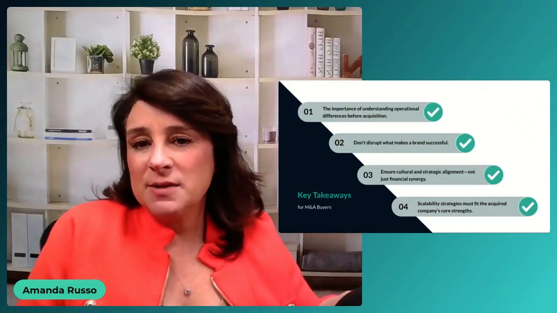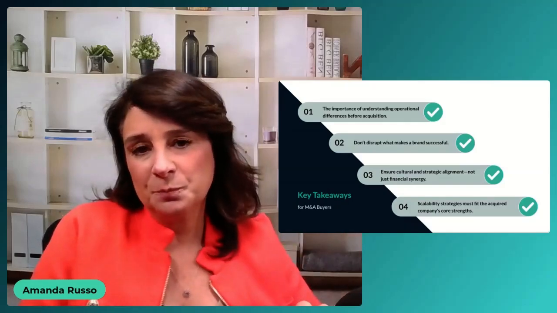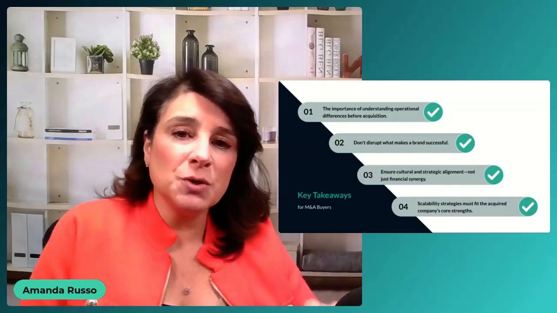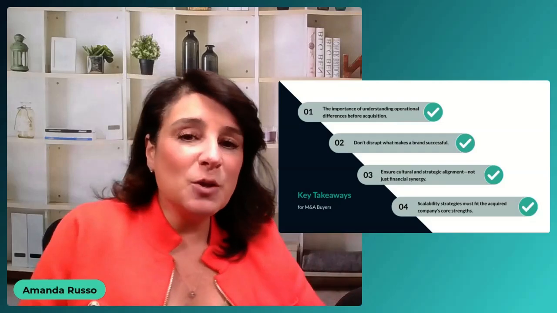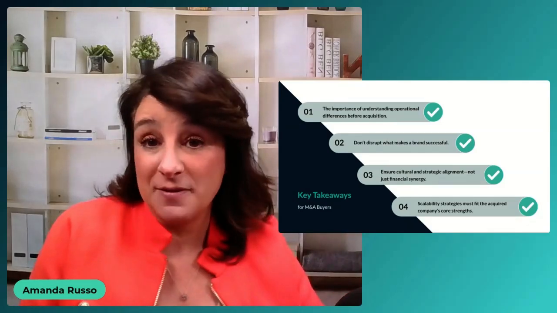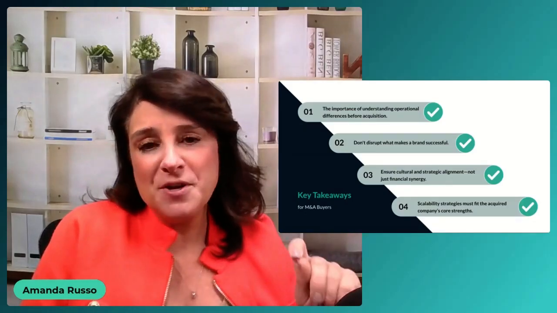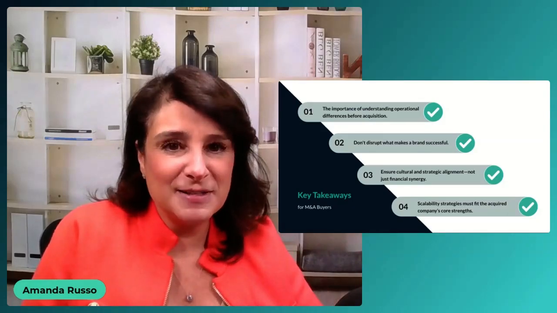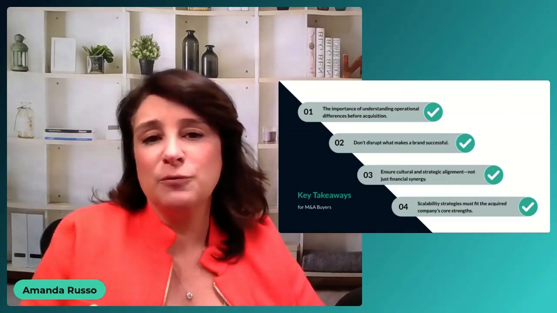So here's some key takeaways. The importance of understanding operational differences before the acquisition. Don't disrupt what makes a brand successful. Ensure cultural and strategic alignment, not just financial synergy. Scalability strategies must fit the acquired company's core goals and core strengths. Here's a good lesson, I think. A great financial deal can still fail if operational alignment isn't a priority. Nothing good comes from believing you know best because of your past experience. I really want you to try to use data and facts that are right in front of you to make these kinds of decisions.